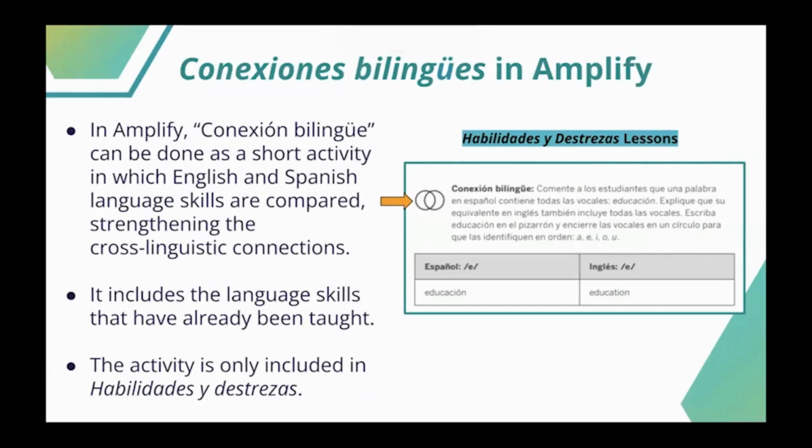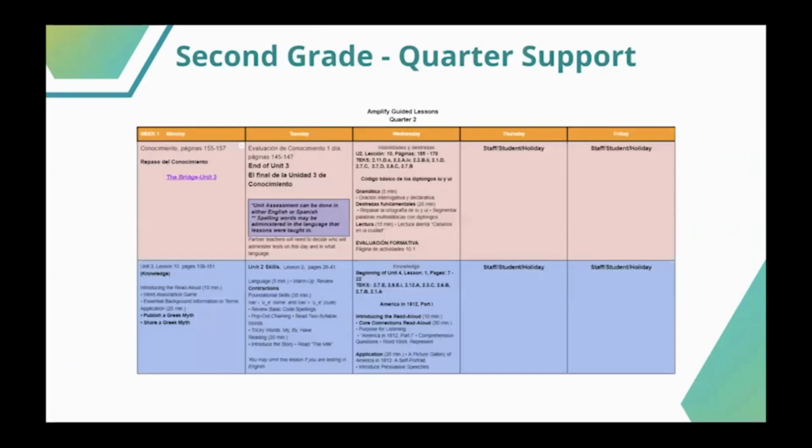When you see them in Habilidades y Destrezas, they're going to have a Venn diagram and it's going to say Conexión Bilingüe. Sometimes they're as short as what you see on your slide. It could be just one word and it's talking about what the word looks like in English. It's a cognate and how they're very similar, so those students can make those quick connections in both languages. And once again, this Conexión Bilingüe is only found in your Habilidades y Destrezas lessons for kinder, first, and second grade.